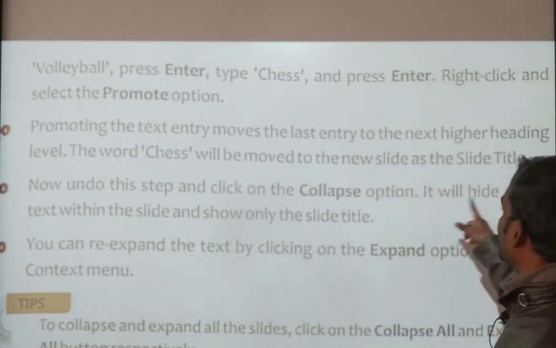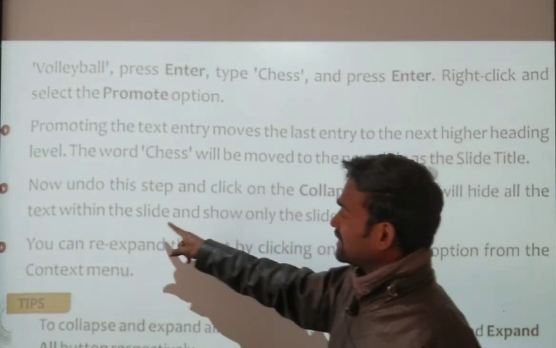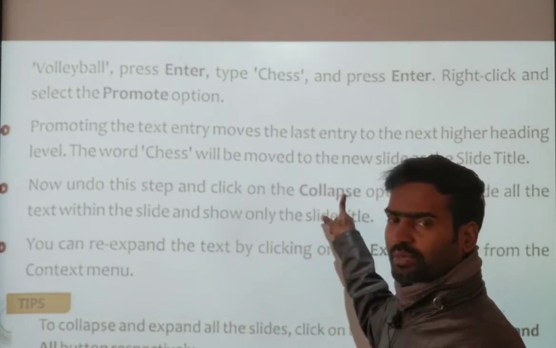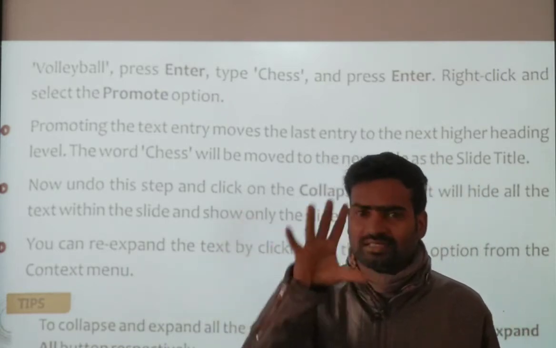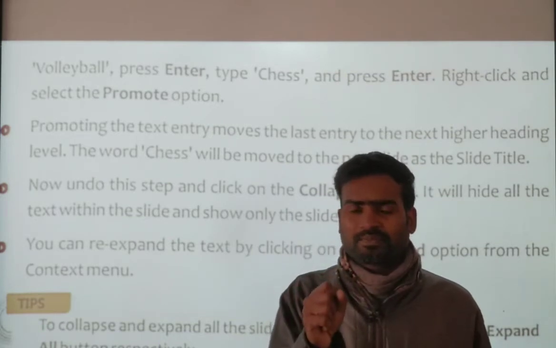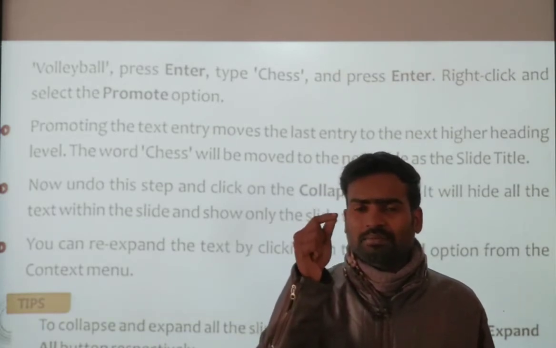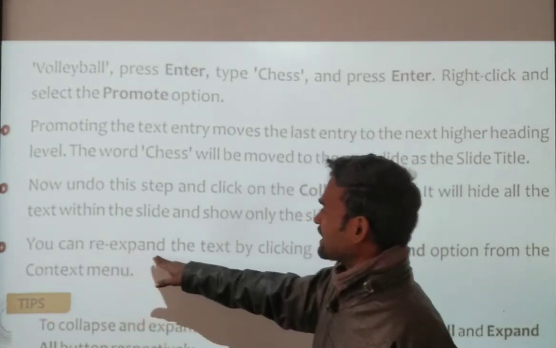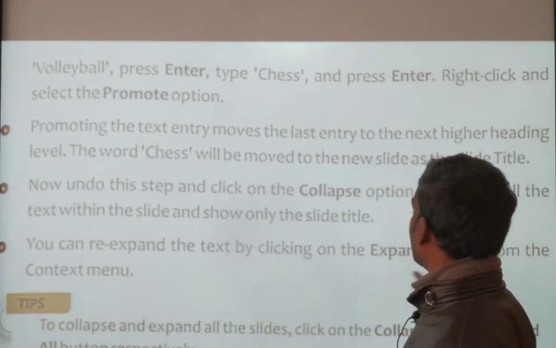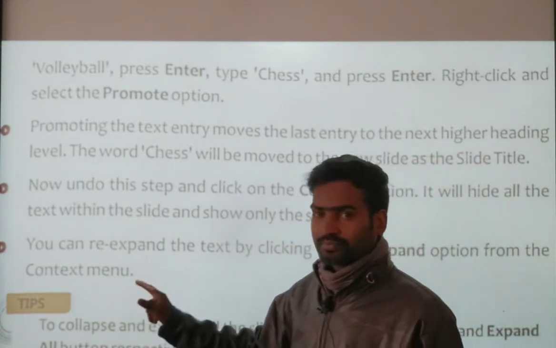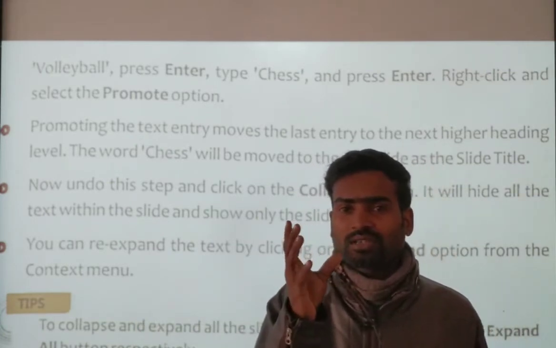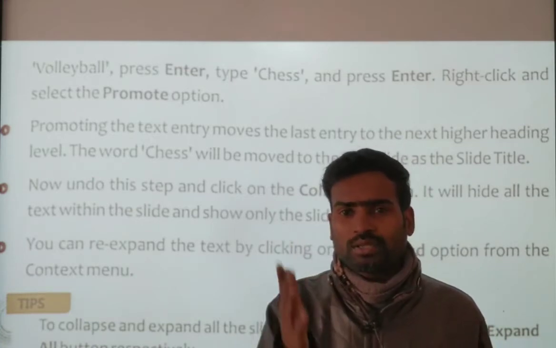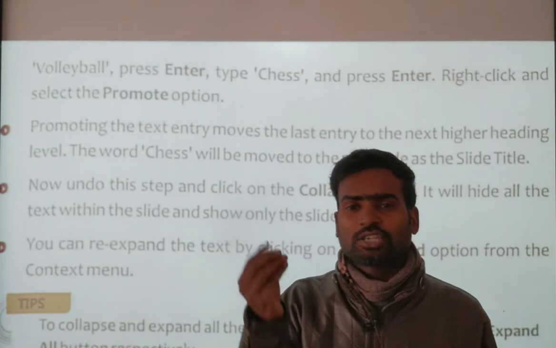It will hide all text within the slide and show only the slide title. So when we use the collapse option, what happens? All the subtitles and contents will be hidden, and only the title will be shown. Then you can re-expand the text by clicking the expand option from the context menu. When we want to see the hidden text, we have to use the expand option, and all that hidden text will be expanded and shown.